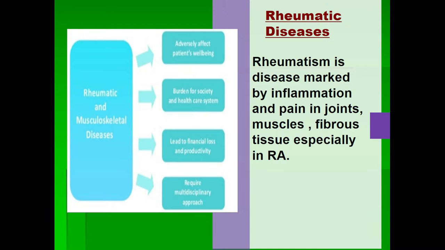How is this problem, the arthrosis, manifested? It is marked by inflammation, usually aseptic inflammation. Pain in joints, muscles, and fibrous tissue formation.